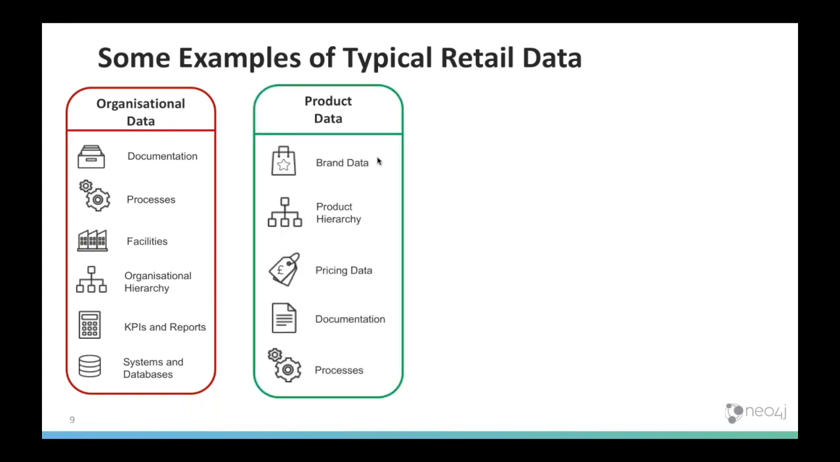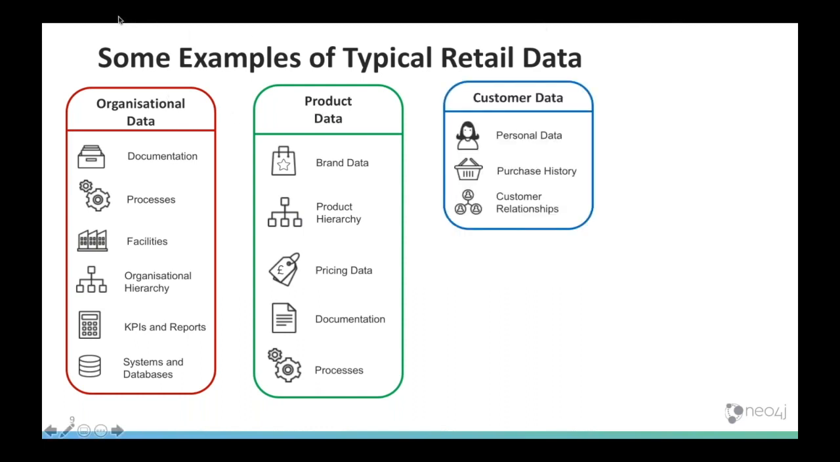Then you'll probably have some product data. So you might have information about brands, either your brands or brands that you sell, product hierarchies. So maybe within a brand, there's several layers of product groupings and product lines. Data about pricing, how you come up with pricing, how things are priced, what things are priced, promotions, so on. You might have documentation about individual products, maybe that you need to provide to your customers through a search engine. And then there might be processes associated with certain products, how they're sold, how they're supported, how their warranties work, and so on.